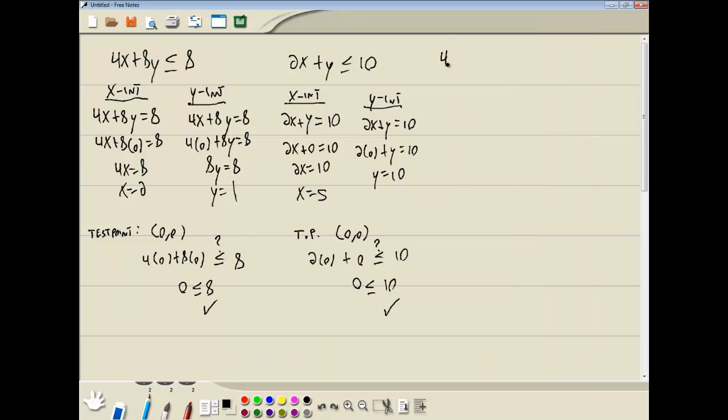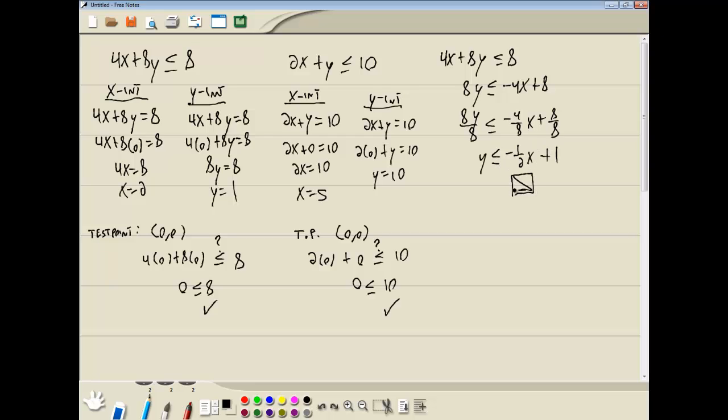Okay. So we got 4x plus 8y is less than or equal to 8. And we want to get y by itself. So take 4x to the right side. So we got 8y is less than or equal to negative 4x plus 8. Divide everything by 8. And we got this right here, which gives us y is less than or equal to negative 1/2 x plus 1. And it's a less than or equal to, which means we want a lower left-hand triangle. Okay, that's our first one. And we're going to put that in y1.